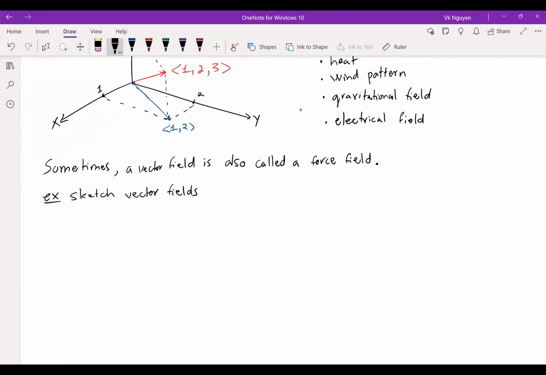Simplest one, F(x, y) is equal to two components here, negative y, x. Now we can sketch this one. I'm just gonna sketch a few points here, and then the rest of them I'm just gonna use GeoGebra to do the sketch. Usually I would suggest that you make a table here, and then you can do the sketch from the table.